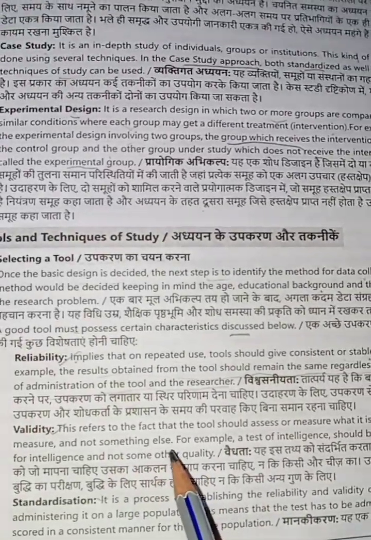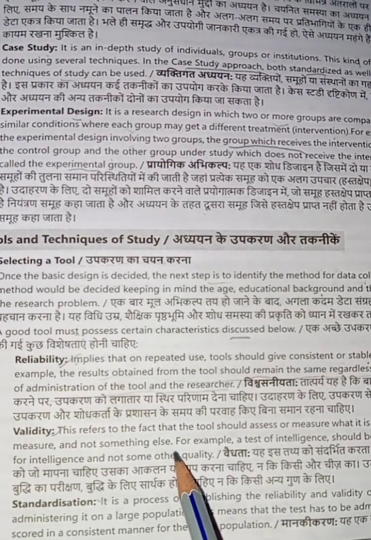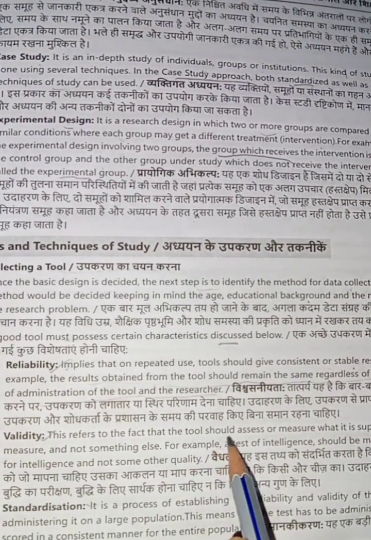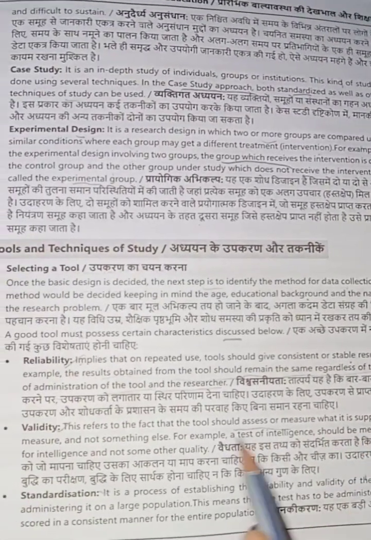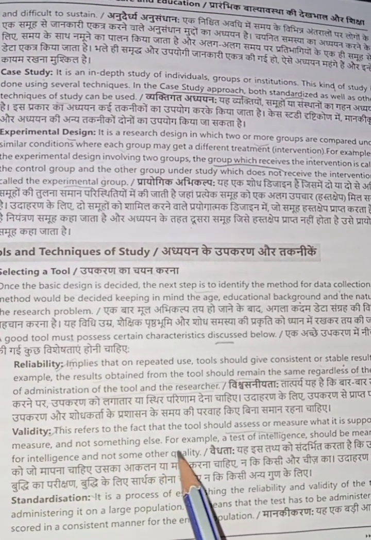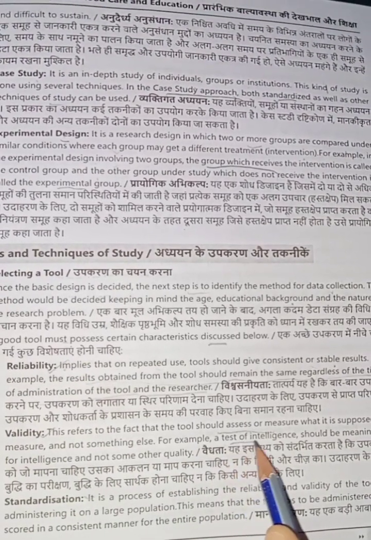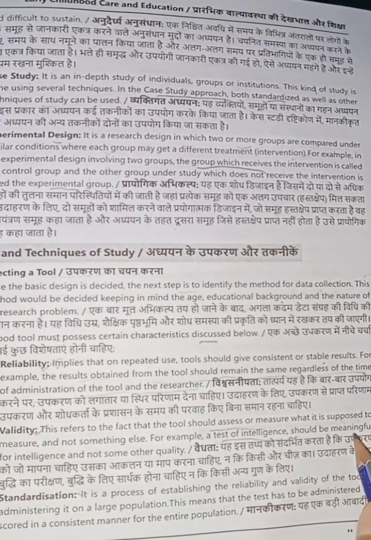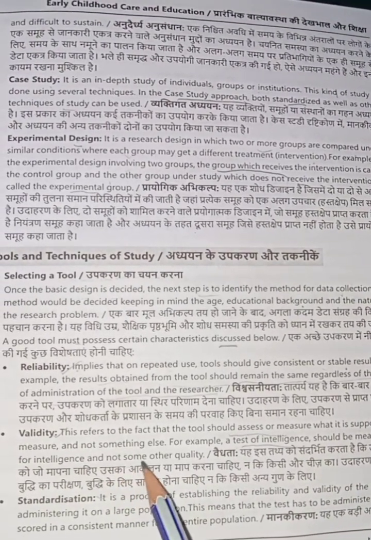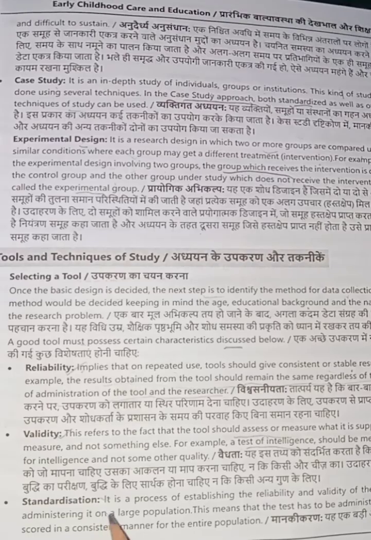Validity. This refers to the fact that the tool should assess or measure what it is supposed to measure and not something else. For example, a test of intelligence should be meaningful for intelligence and not some other quality.